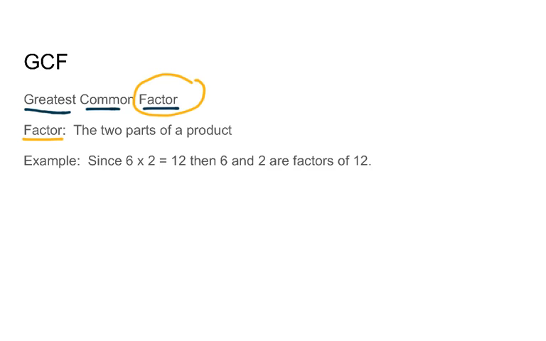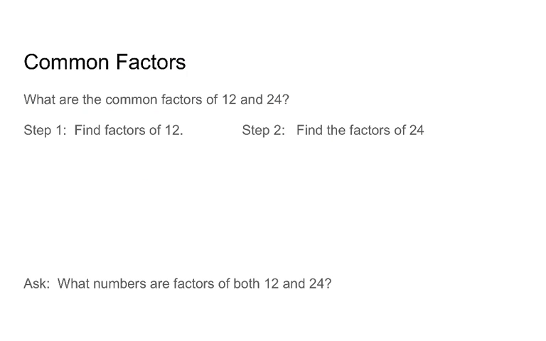So a factor is the two parts of a product. Well, product is multiplication. So, for example, since 6 times 2 is equal to 12, then 6 and 2 are factors of 12. But we want to have a way to find the factors so we don't miss any, so we're going to work on that throughout this lesson. Then we're going to look now at what is a common factor. What are the common factors of 12 and 24, for example?